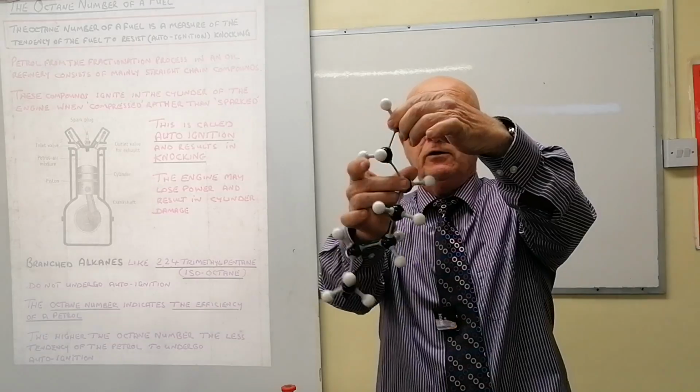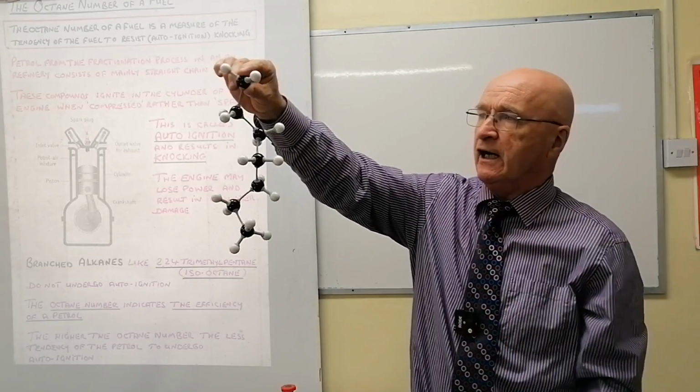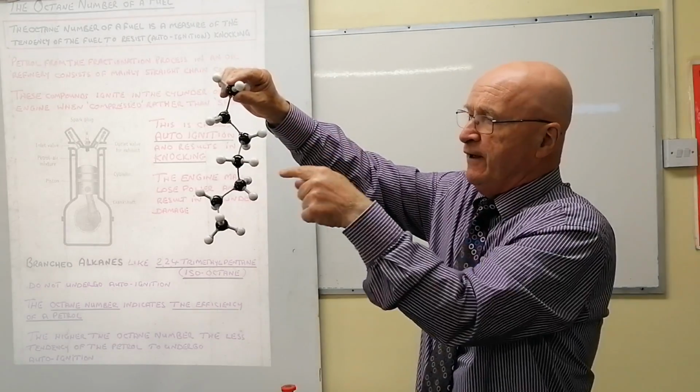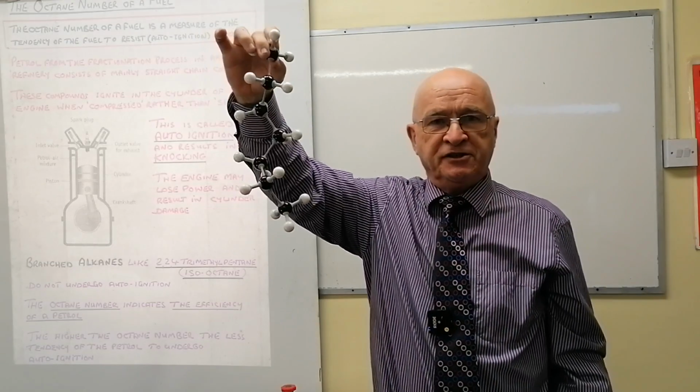It's straightforward enough now. Hept is 7. And there's 7 carbons in that: 1, 2, 3, 4, 5, 6, 7. And that's a straight chain.